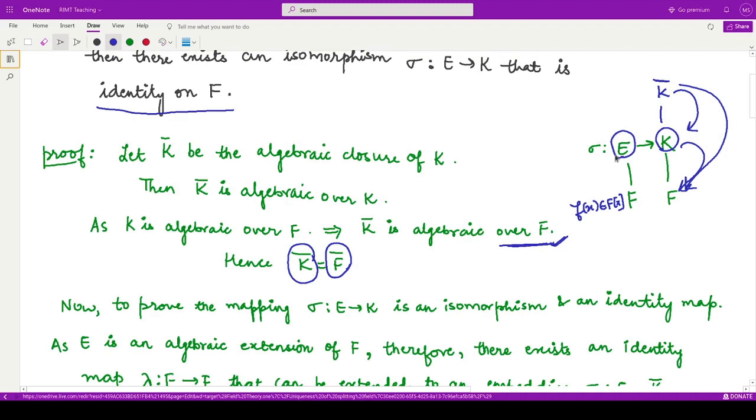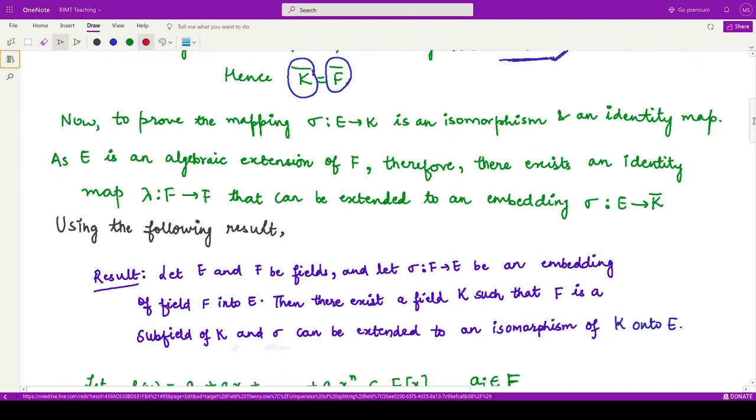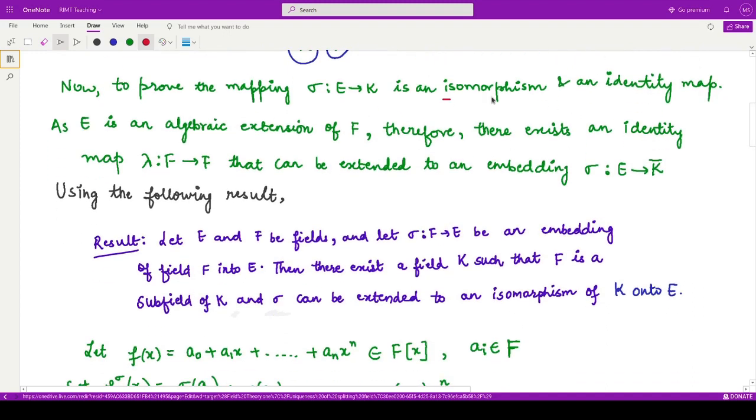The next thing we have to show is what happens with this mapping sigma from E to K. So here we shall prove that the mapping sigma from E to K is an isomorphism and also an identity map. In this case we see E as an algebraic extension of F. Now according to the result that we have studied, we have some field F, E is its extension field, and we have some field K here.